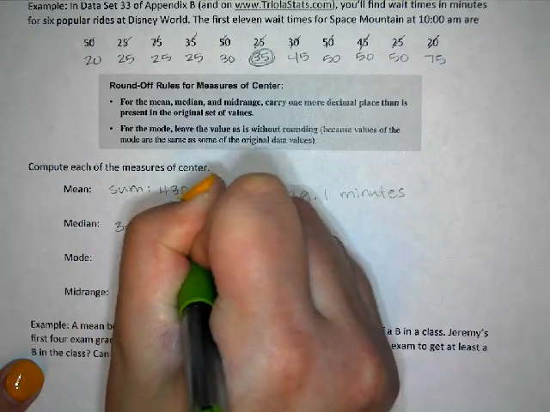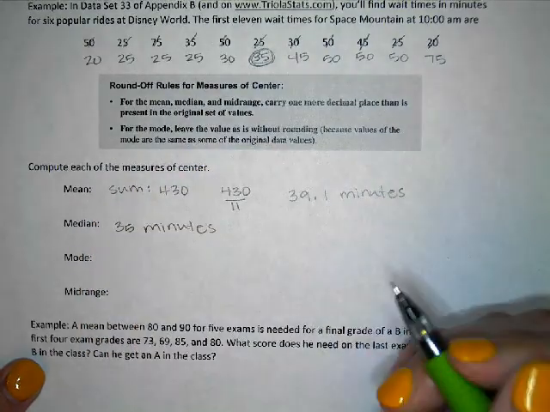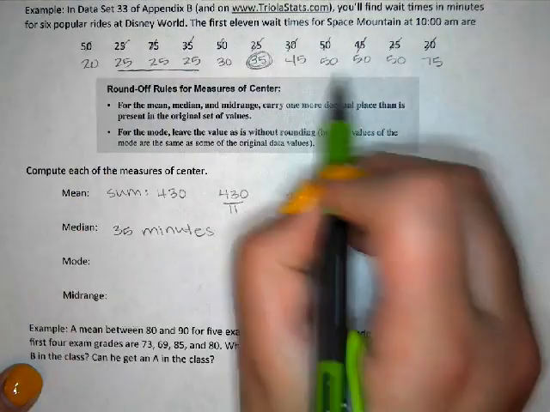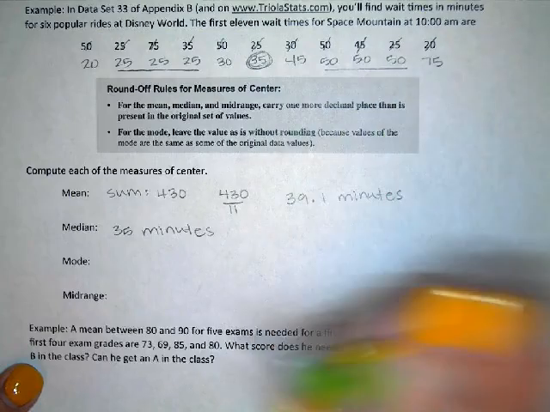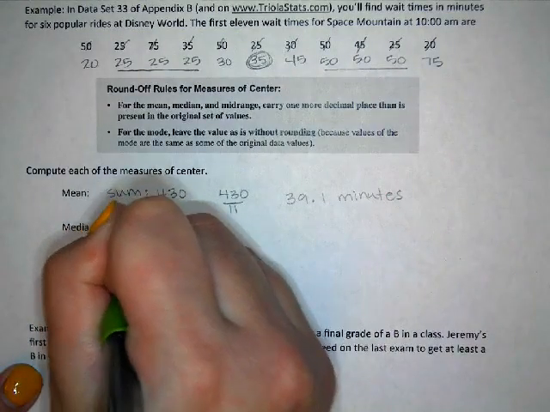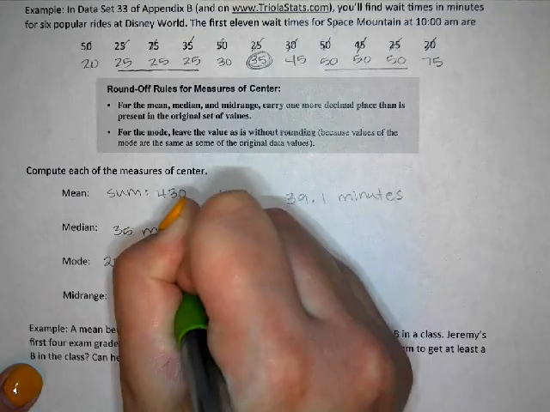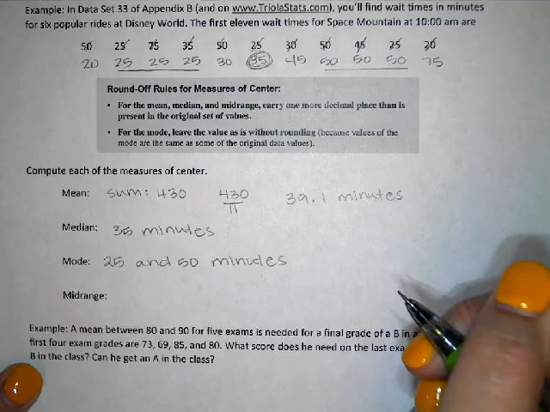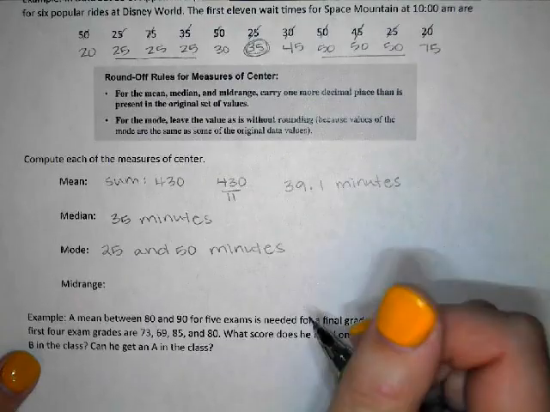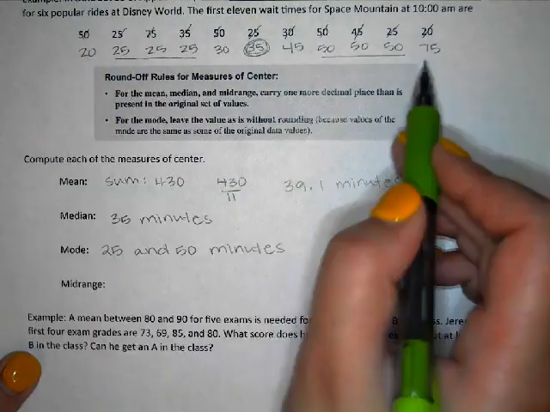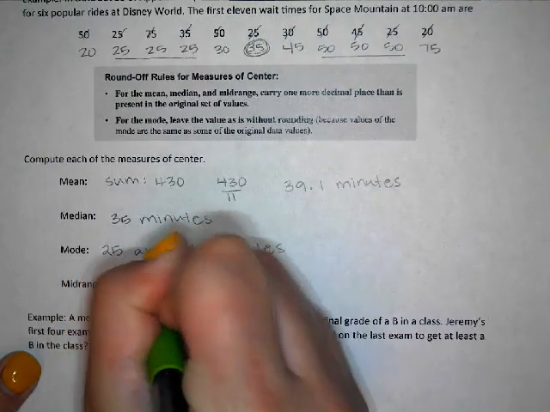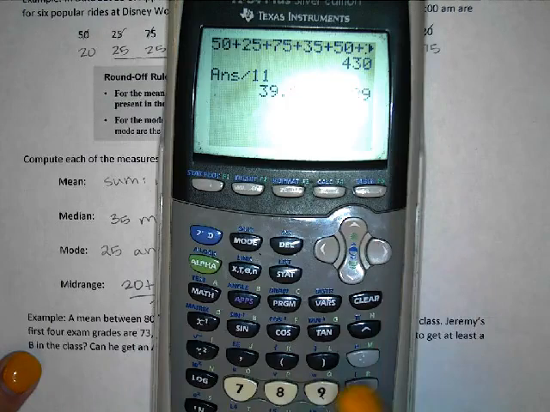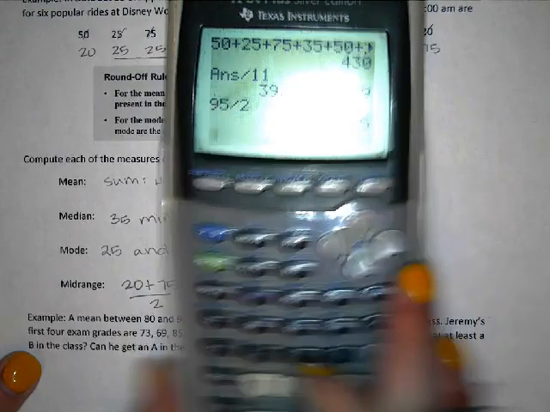The mode, there are 3 25-minute waits and 3 50-minute waits. So the mode would be 25 and 50 minutes. This data would be bimodal, 2 modes. The mid-range, we're going to take the lowest value and the highest value, and divide by 2. So 20 and 75 is 95, divided by 2 is 47.5 minutes.